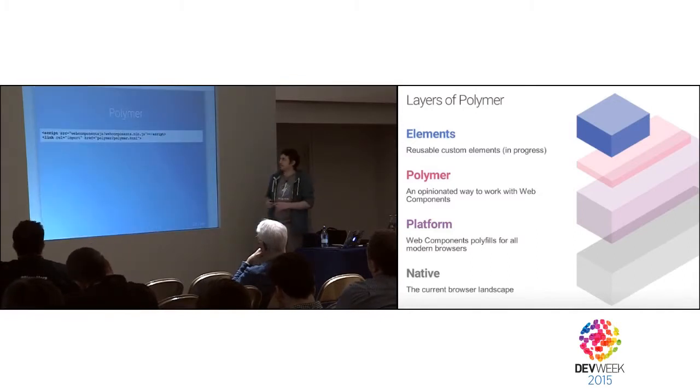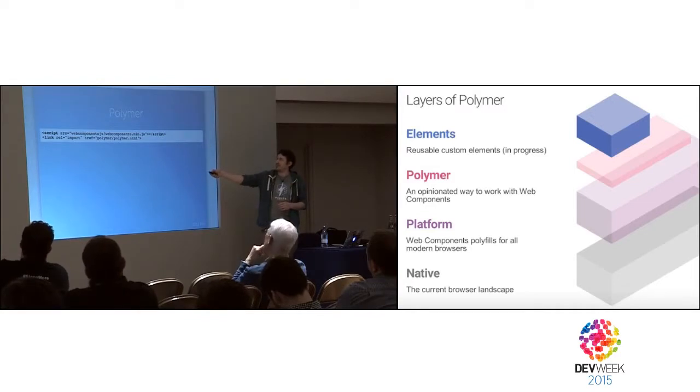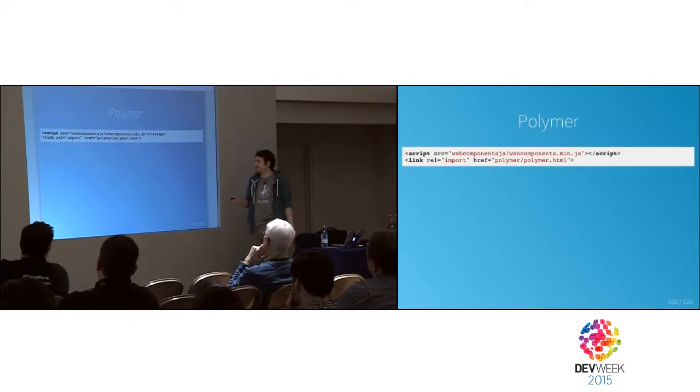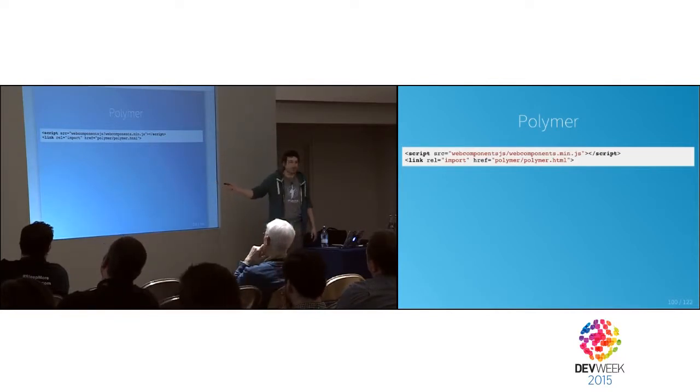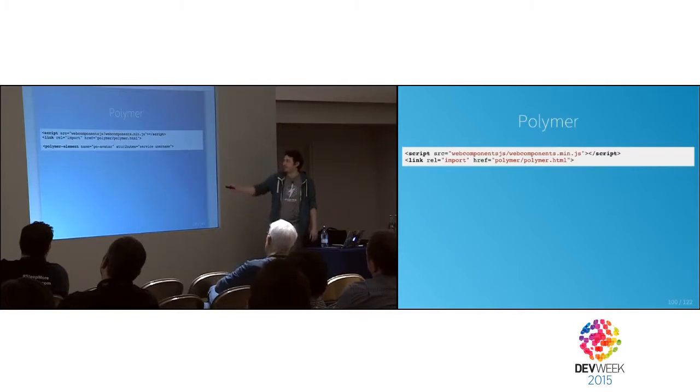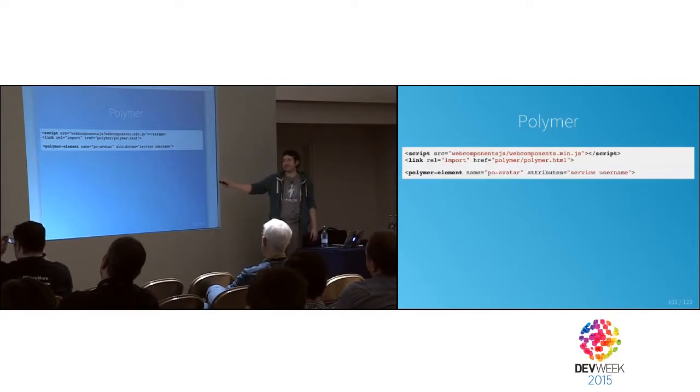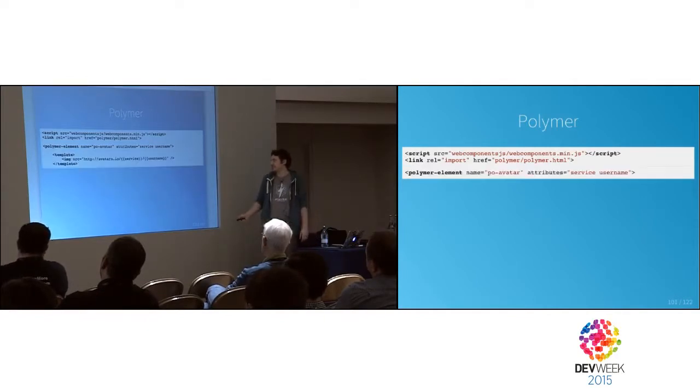So to use Polymer, you need to include the polyfill. In fact, in Chrome, I don't really need to do this because web components are natively supported already. Unsurprisingly, I import Polymer. I define a Polymer element. I say I'm going to be a po-avatar. I need to define which attributes. It seems quite strange that it's space delimited. Service and username.